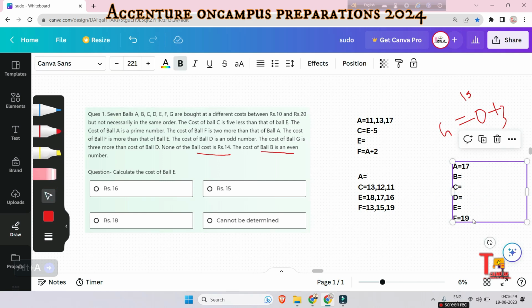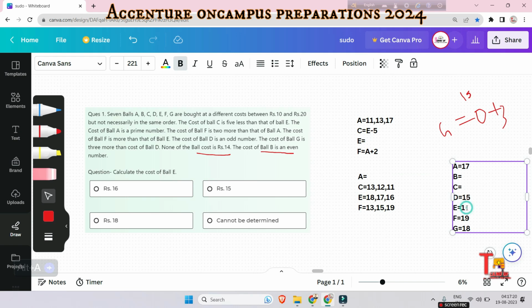So if G is equal to 18, then D can be possible because D is an odd number, and that's why G is 18, because D plus 3, right? And here it was said that C is equal to 13, 12 and 11. So among these, what can be subtracted from E so that the value of C comes?